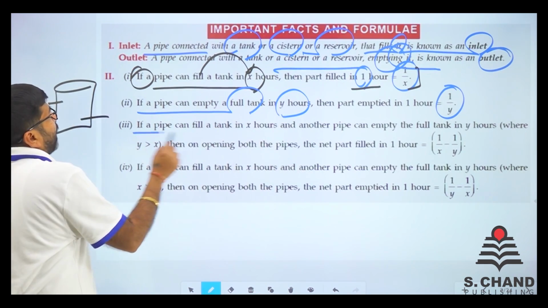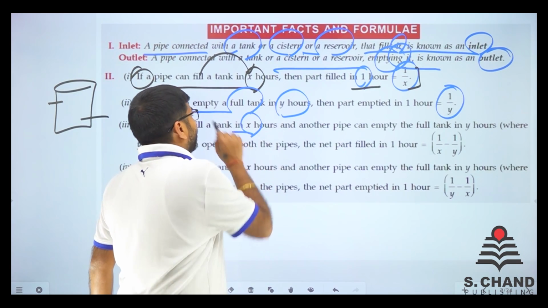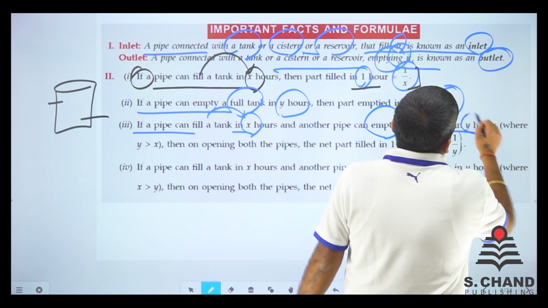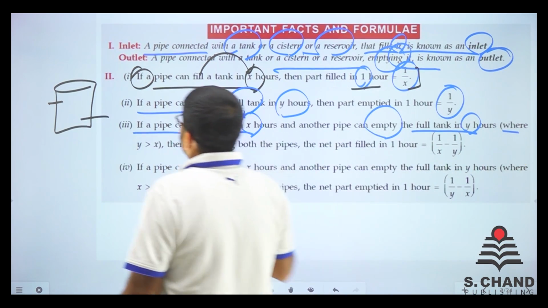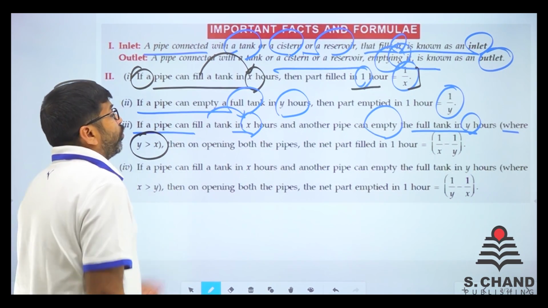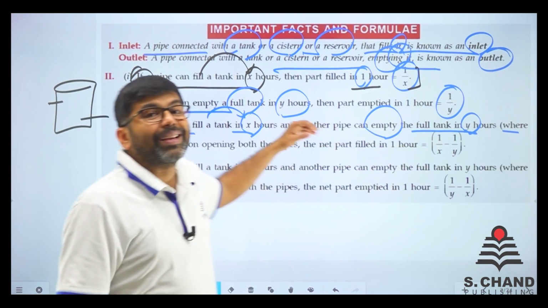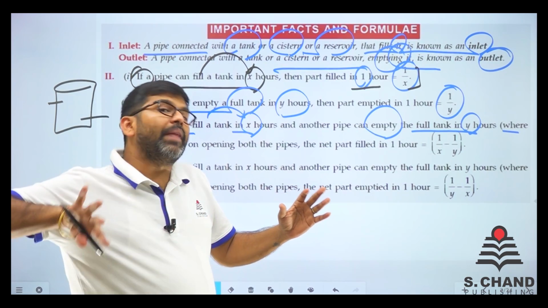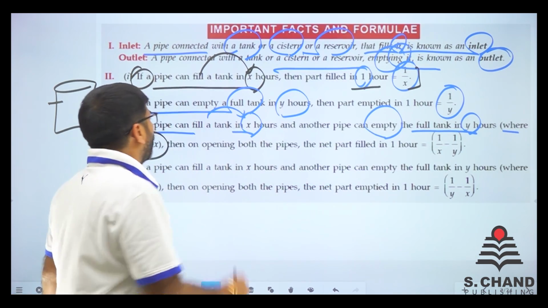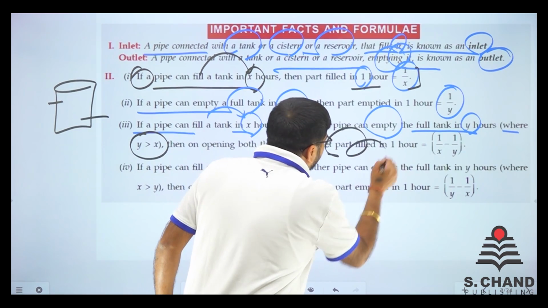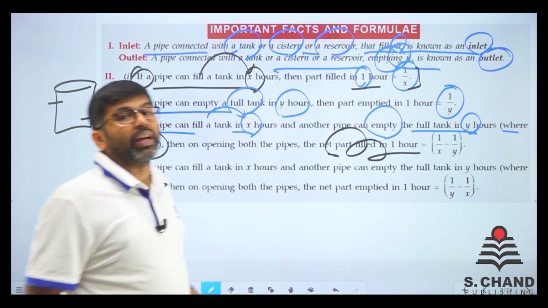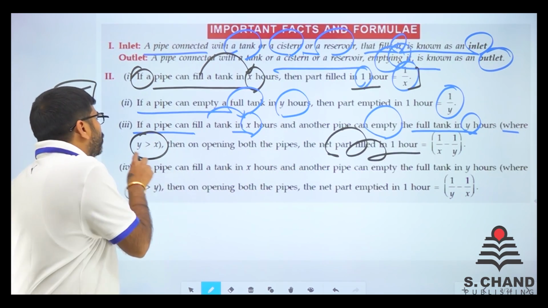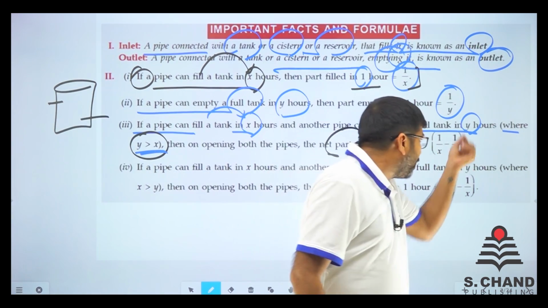Now, if a pipe can fill a tank in X hours, and another pipe can empty the full tank in Y hours, where Y is greater than X. So Y hours is more, X hours is less. Fewer hours means it fills faster, more hours means it empties slowly. So the net part filled in 1 hour, what will it be? This minus that, because the value which is bigger, you actually have to subtract.